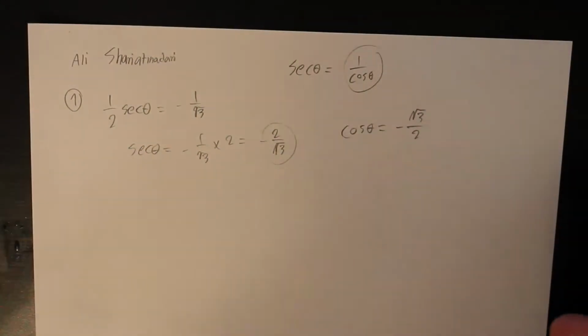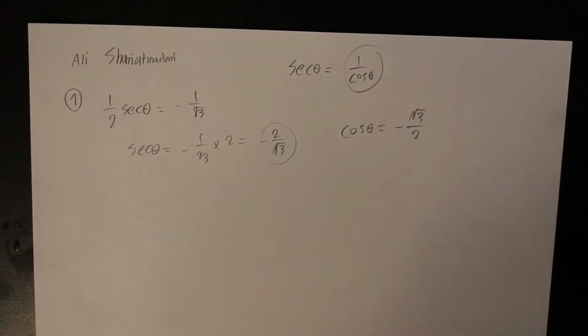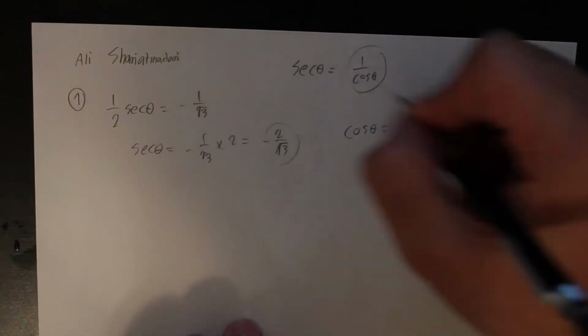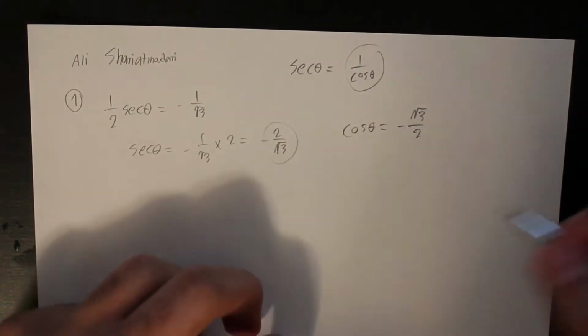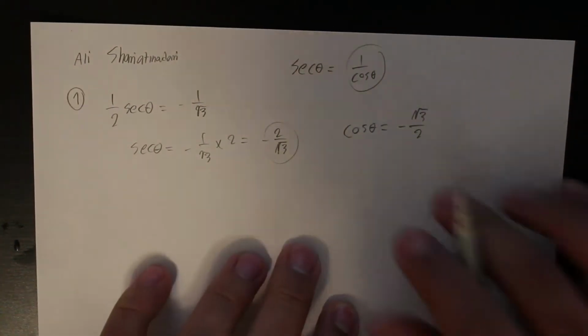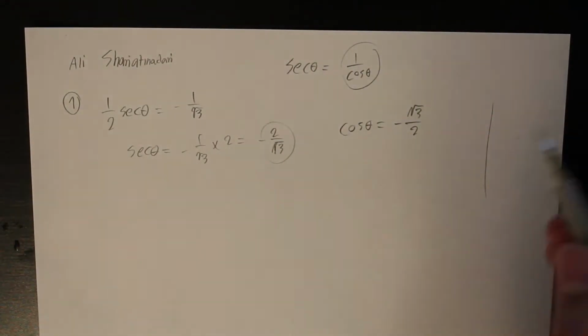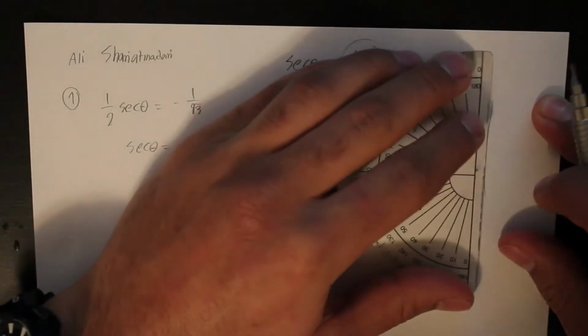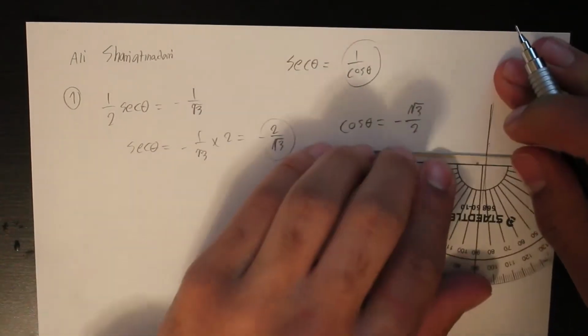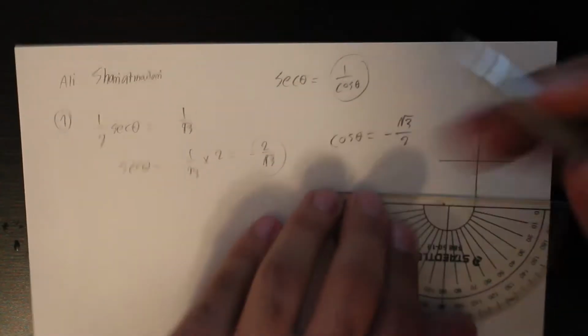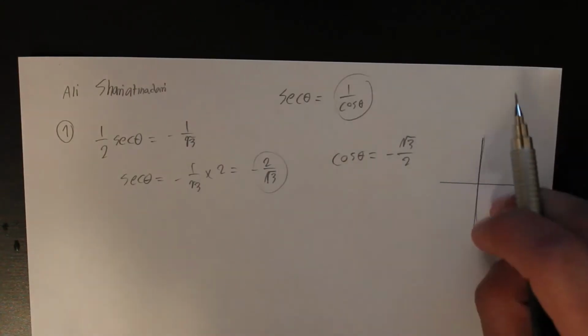Now, since the range of angle theta is greater than or equal to 0 and less than or equal to 360, that means we have to encompass all the quadrants, right? So if we go ahead and draw a Cartesian plane here real quick, let me just use a protractor, we can see the 4 quadrants we have to cover.